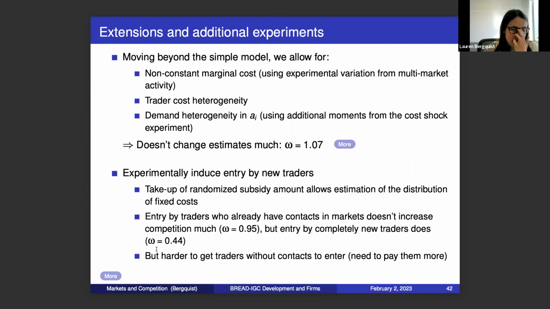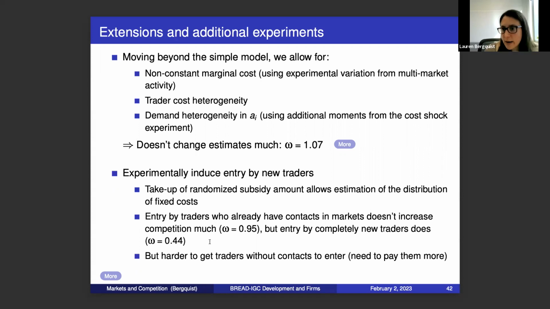I won't have time today to discuss the full entry results, but I've already previewed them for you, right? So first, the take up of that subsidy amount is going to allow us to estimate the distribution of fixed cost. Then we see what is the impact of entrance. And we find basically that entry by 1 additional trader is reducing prices by about 1%. So it's significant, it's pretty precisely estimated, but it's a pretty small reduction in prices.